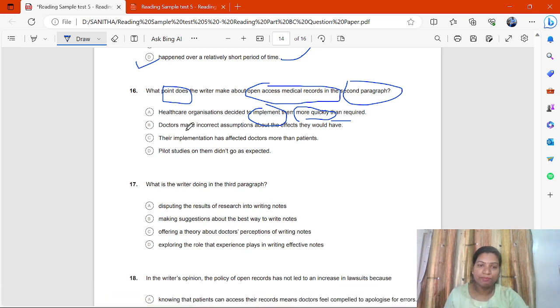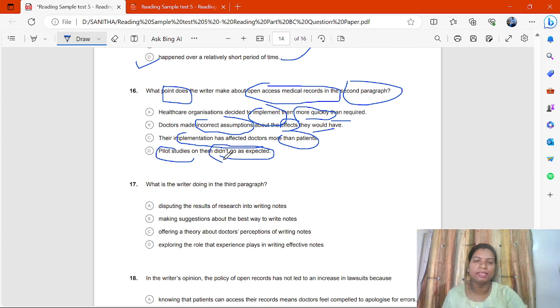B. Doctors made incorrect assumptions about the effects they would have. Okay, their implementation has affected doctors more than patients. Some pilot studies were done on them and didn't go as expected. Okay, the pilot studies didn't go as expected. These are the points you have to note there.